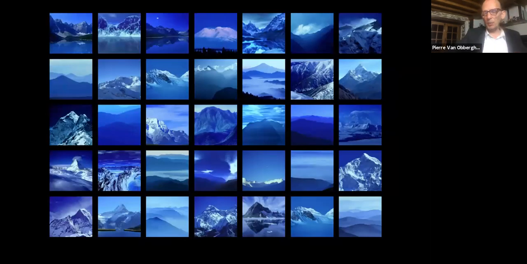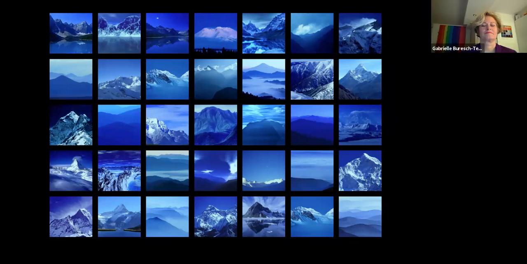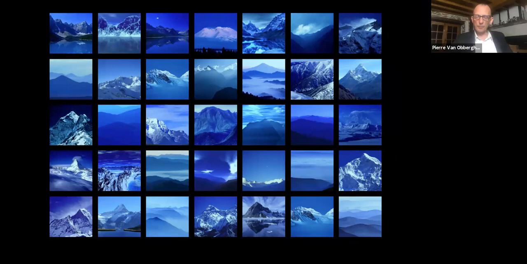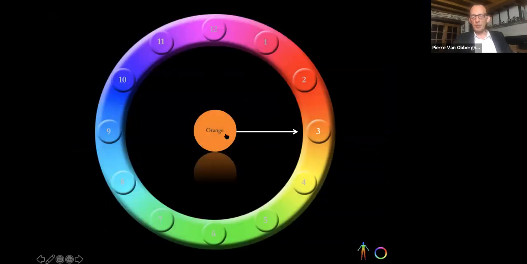Okay, and that's the only natural phenomena that can be helpful to remember the meaning of deep blue. On one side, we get orange: movement, stimulation. On the other side, we have ultramarine. So what is the opposite of movement? What is the opposite of stress?